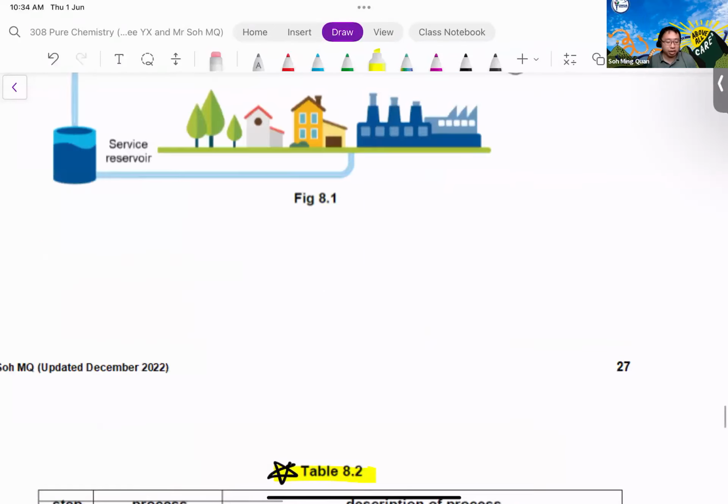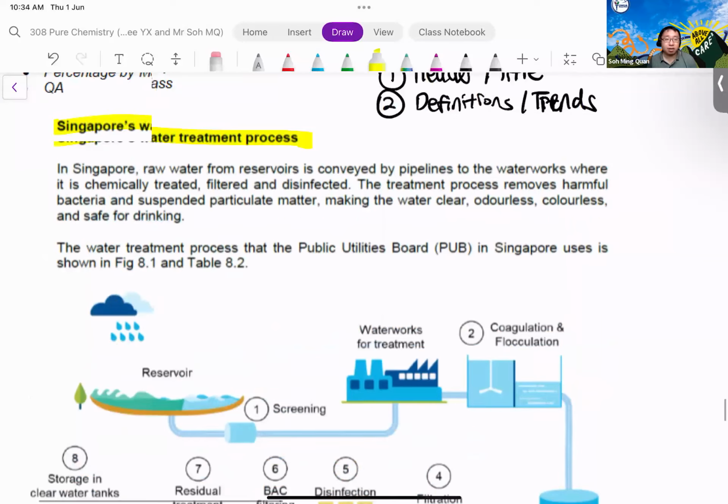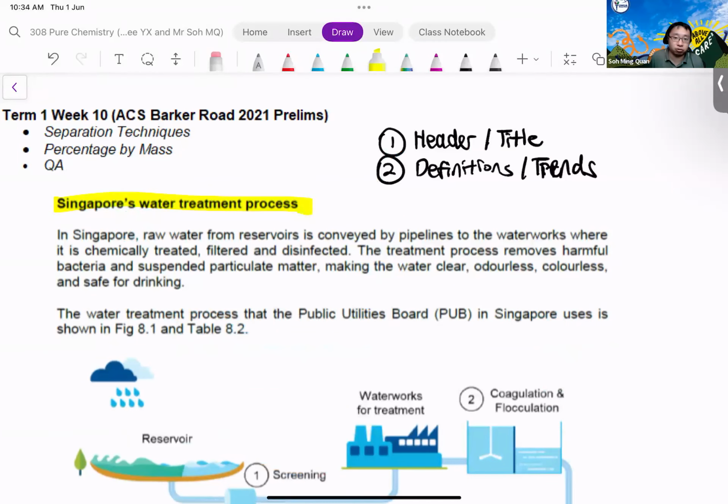So table 8.2 is important. As opposed to looking at figure 8.1, it's more helpful to look at table 8.2 because that's where the definitions are in this case. So whenever you have a lot of info given to you, you don't just despair and give up. You need to know where to look for info. If you remember that you have to look for definitions and trends, you will know that table 8.2 is your best friend. You must look at it when answering the question. That's what you zoom in on.